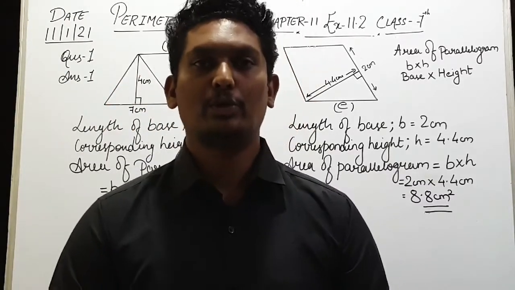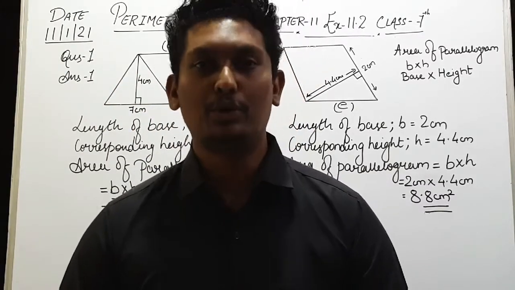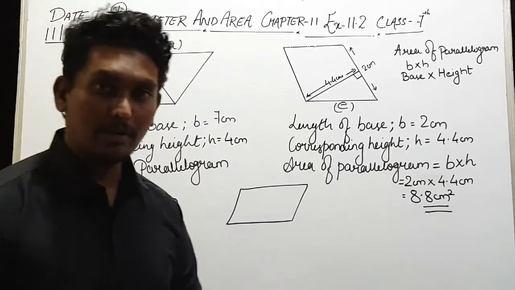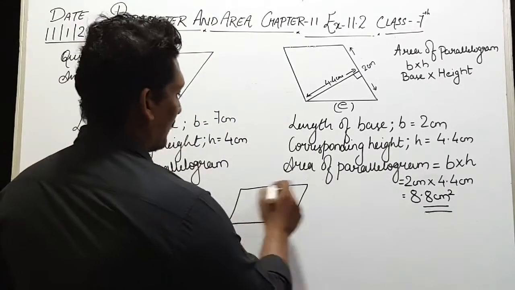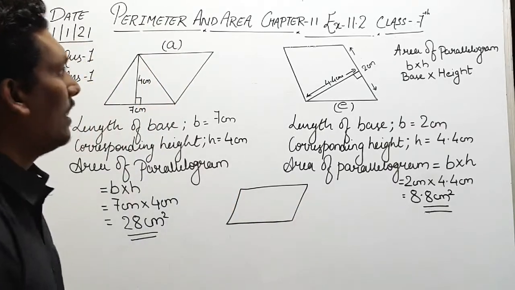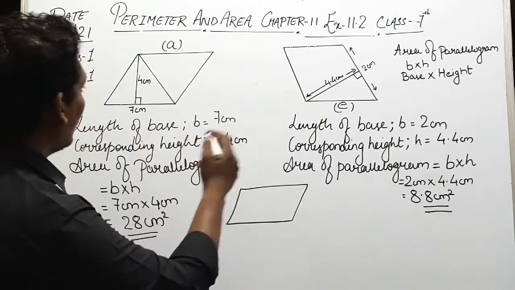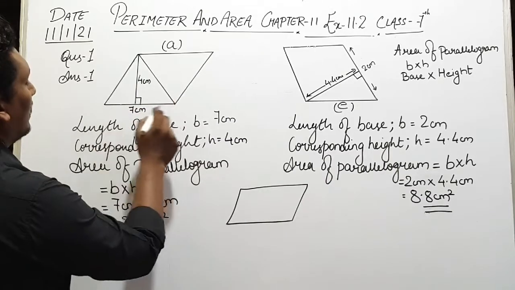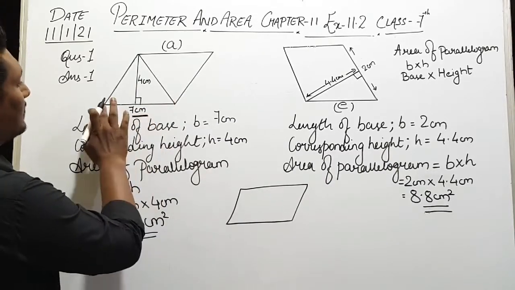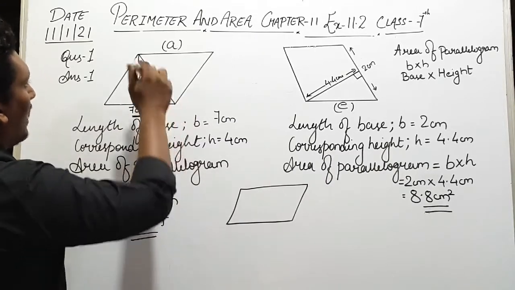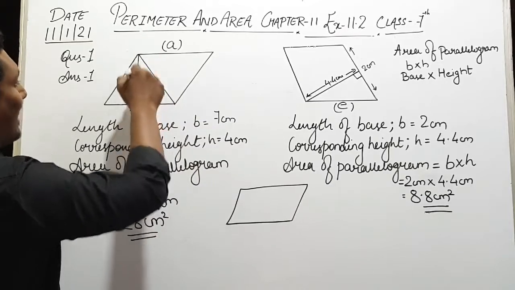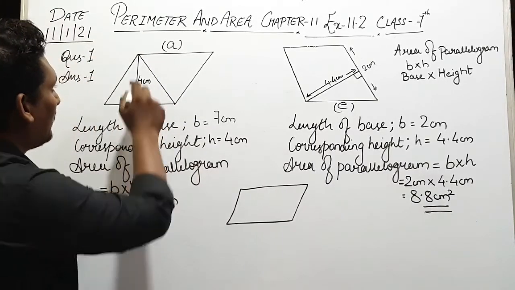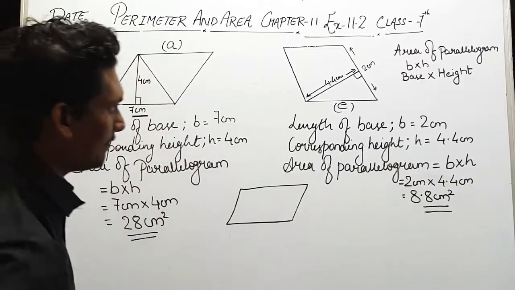So today we are going to do the next exercise, that is 11.2. In 11.2 we are dealing with parallelograms. So this is the figure of a parallelogram, okay, and this is the first figure in which, if you see, this is 7 centimeters. This is the base of the parallelogram and this is the corresponding height, okay. So our base is given 7 centimeter and height is given 4 centimeter.